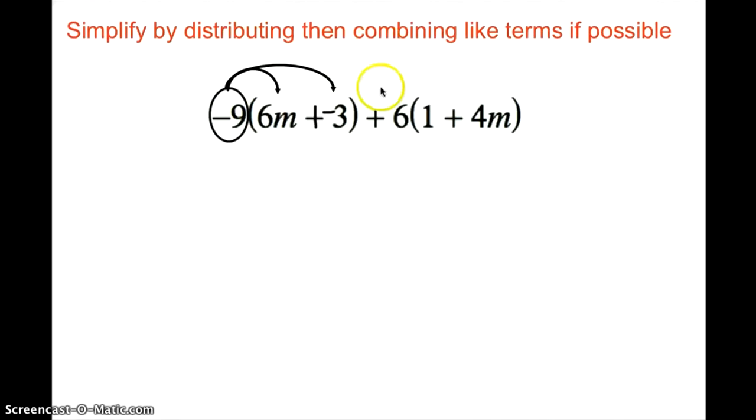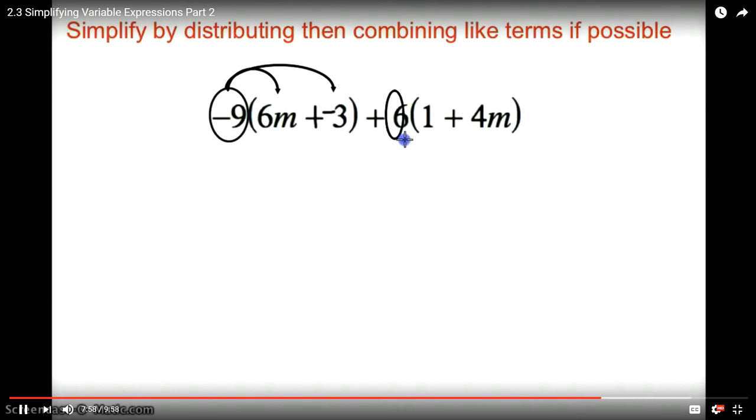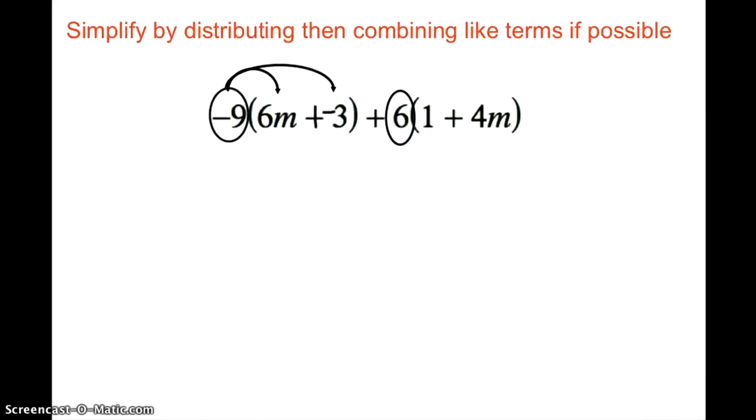Notice that we have double distribution because this 6 over here also needs to be distributed to its parentheses. So I have a 6 and I'm going to distribute it to both things inside its parentheses. So I'm going to multiply 6 times 1 and I'm also going to multiply 6 times 4m. Writing down my multiplication because when I distribute I'm multiplying.